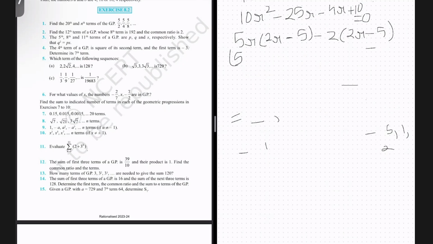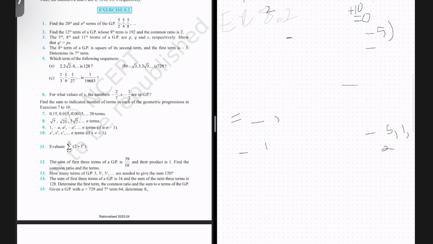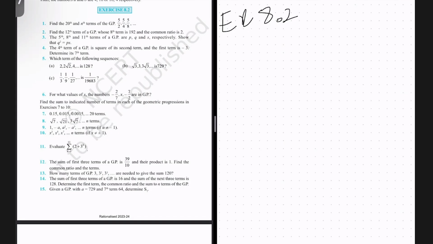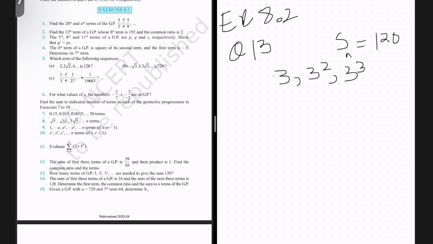Moving on to question number 13. In question number 13, we have been asked how many terms of the GP 3, 3 square, 3 cube are needed to give the sum 120. So the sum, let's denote that by Sn, has been given to us as 120. The sequence is 3, 3 square, 3 cubed. So the first term is 3.